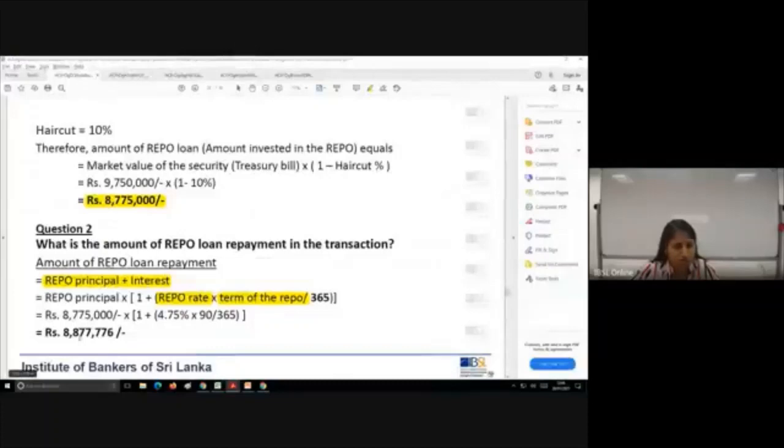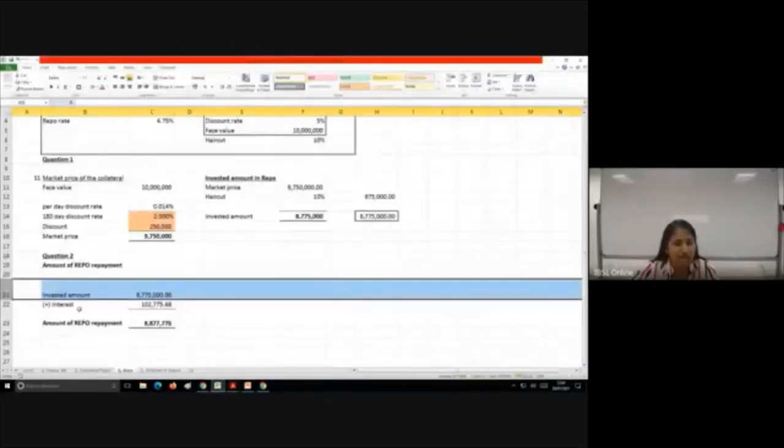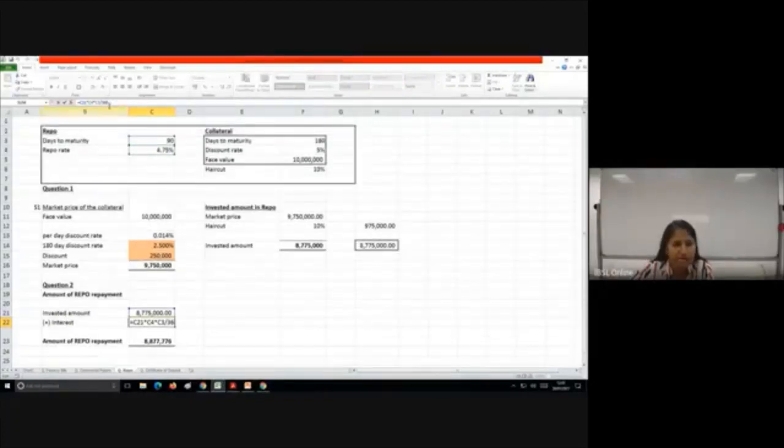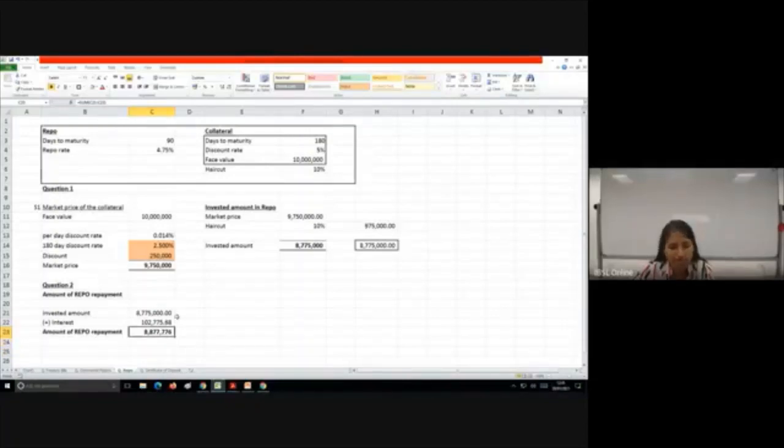Sorry, it's 1 lakh, 100 and 1 lakh 2,000 odd amount. So here you can see how we have calculated the face value multiplied by the repo rate, multiplied by 90 days and divided by 365 will get you the interest amount as 102,775.68 with a total repo repayment of close to 8.8 million. Okay, that's how the repo calculation works.